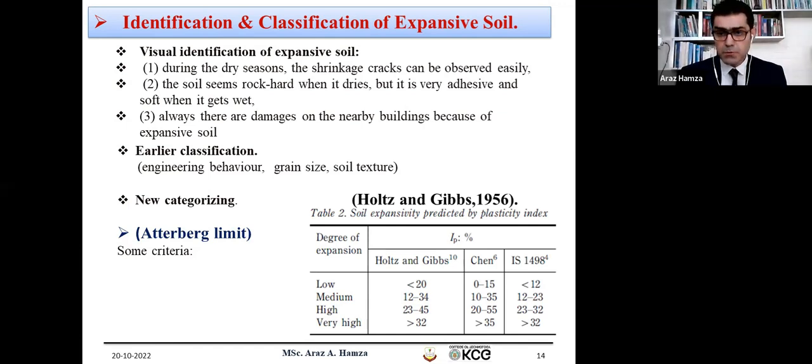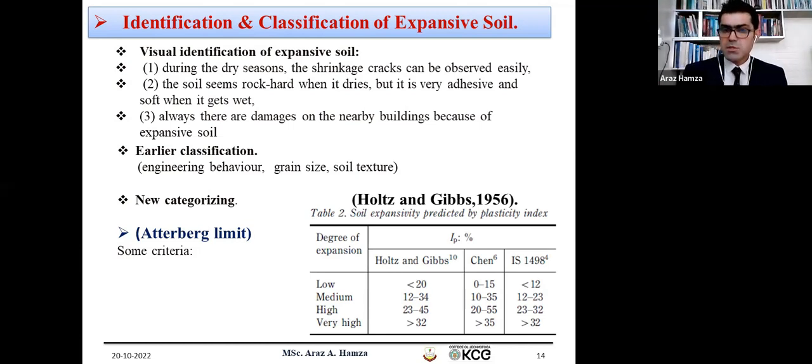This is very important for every engineer, especially for the expert engineer, to feel the expansive soil by visualizing. How? There are some symptoms regarding the expansive soil area. The first one, during the dry season, the shrinkage cracks can be observed easily.